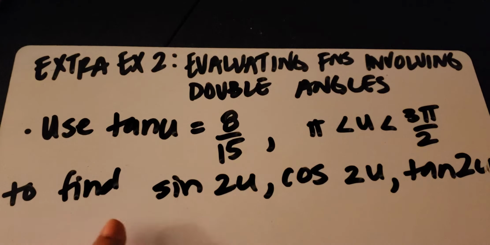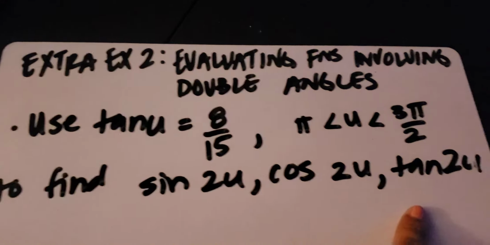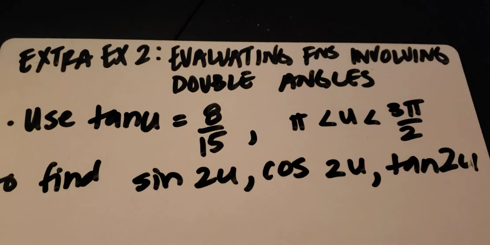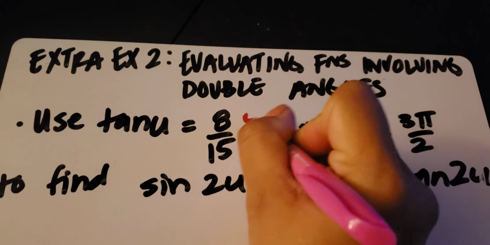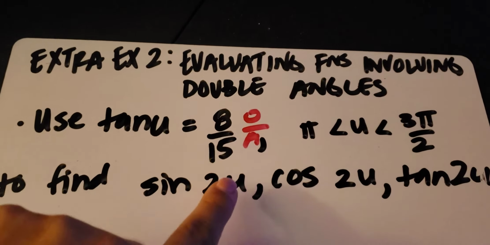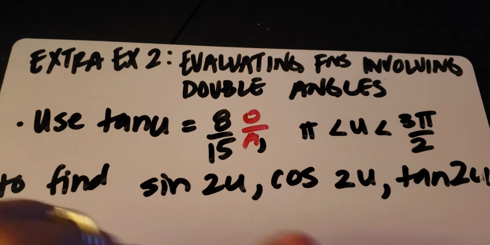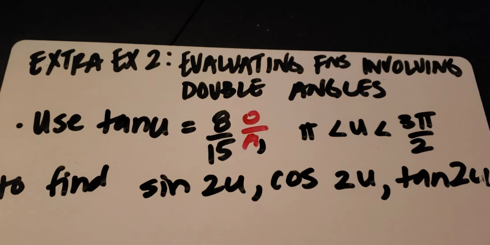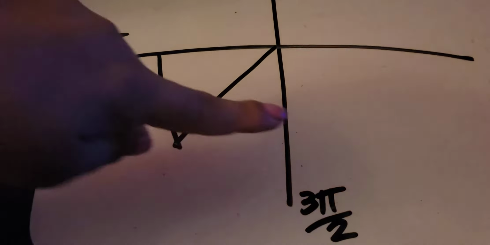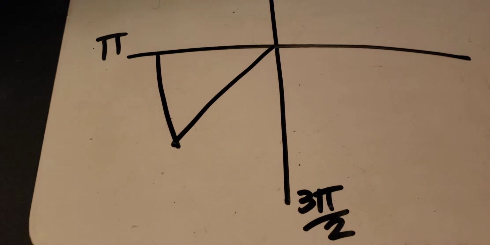So now we need to find sine of 2u, cosine of 2u, and tangent of 2u. Okay, so a couple things we know is tangent is opposite over adjacent. So this is actually going to help us because they give us the value of tangent of u. And since they restricted our domain, what we need to do is draw a triangle, okay? So this is what our triangle will look like, and it would be in the third quadrant because that's between pi and 3 pi over 2, okay?